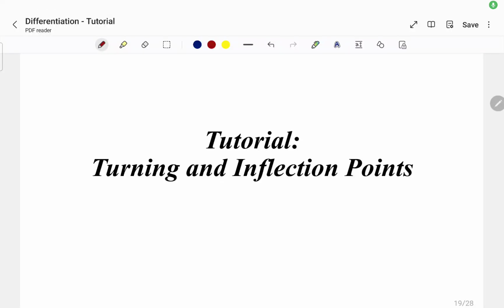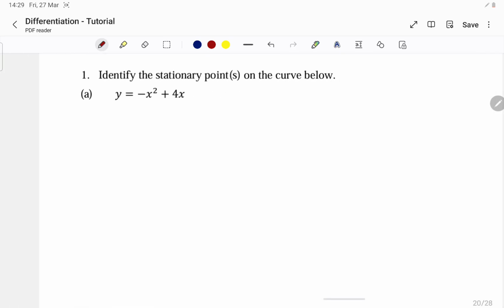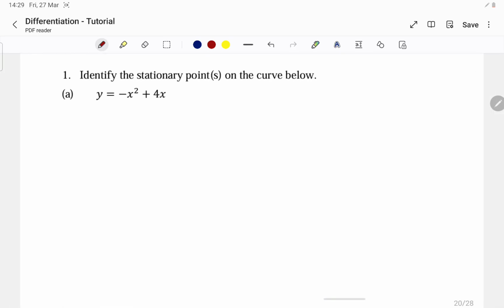Hi, and now we are going to go through the subtopic turning and inflection points. Okay, for the first question, they say identify the stationary points on the curve below. When they say identify the stationary points, by right we have to find the turning point, no? Because stationary is also a turning point.